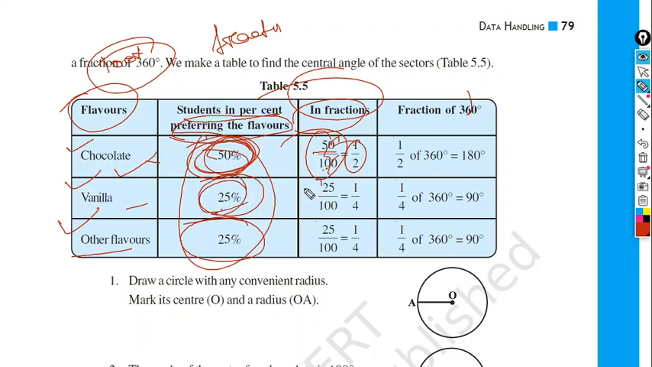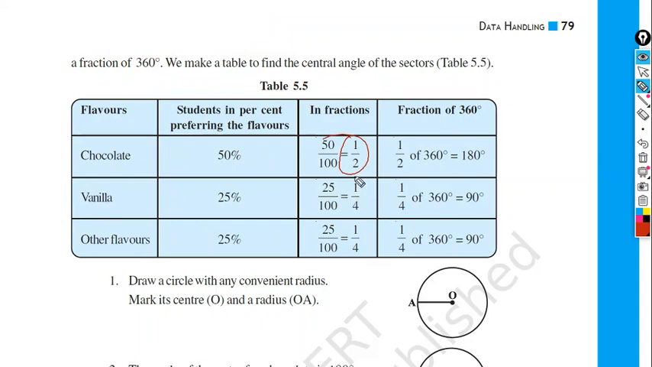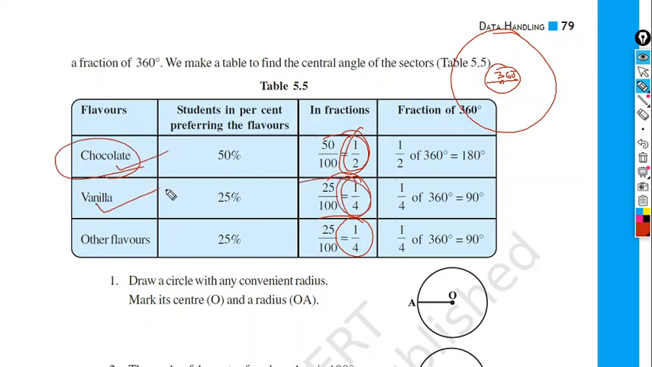Similarly, 25 by 100 will be 1 by 4. Again 25 by 100, here it will be 1 by 4. So you can see the fractions are 1 by 2, 1 by 4, 1 by 4. Now again we are going to draw a pie chart. Therefore, we have to distribute this complete 360 degrees to which portion? 1 by 2 to chocolate, 1 by 4 to vanilla, 1 by 4 to other flavors.